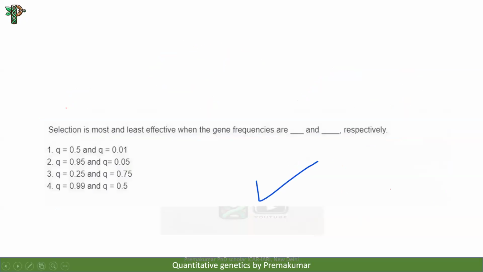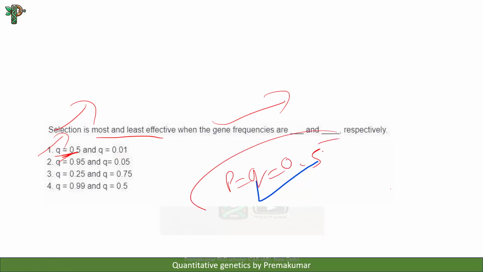Then, selection is most effective when the gene frequencies are p equal to q equal to 0.5. That is when selection response is maximum, which we have discussed. And when q is equal to 0.01, selection is very least effective.